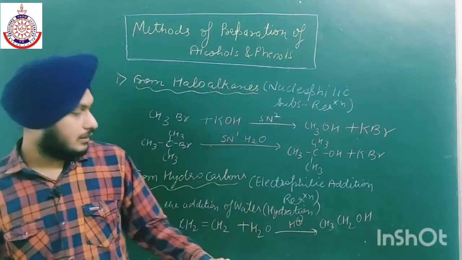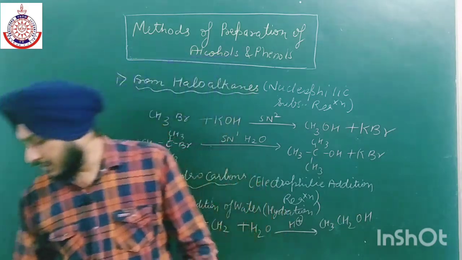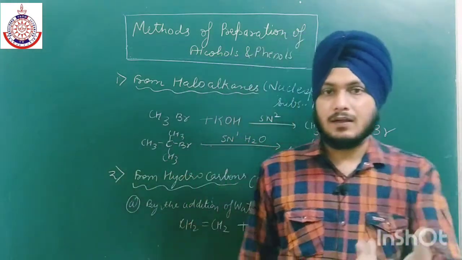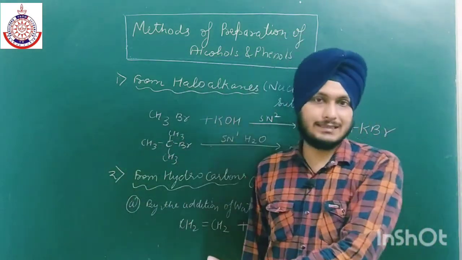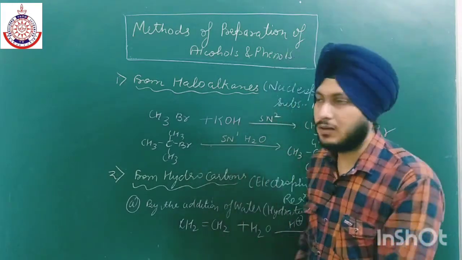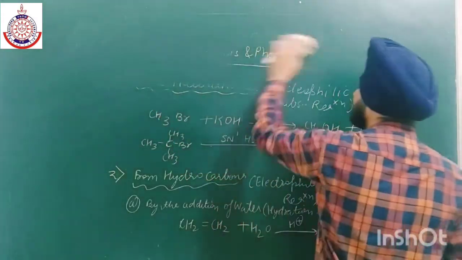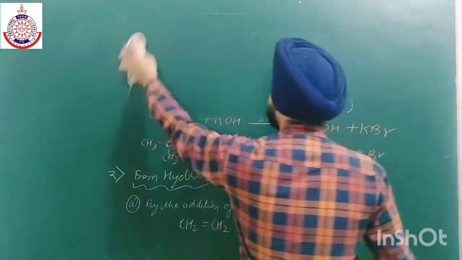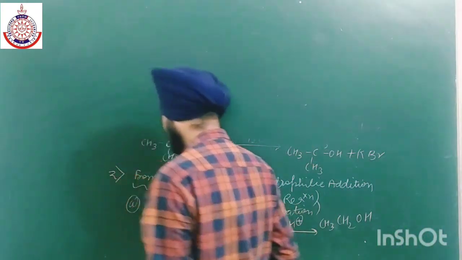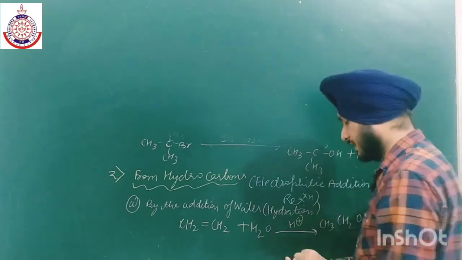Hydration can take place indirectly or directly. We are discussing only the direct method. In the indirect method, firstly the acid will react completely, and then the water will react. So we are discussing the direct method. This is known as hydronium ion mechanism, and the type is electrophilic addition reaction.